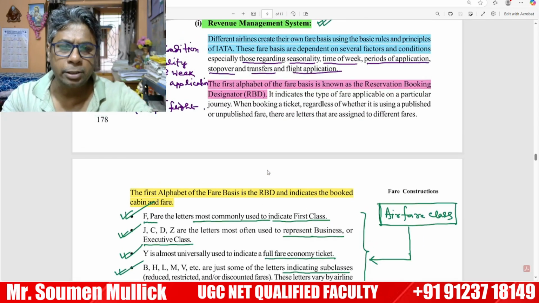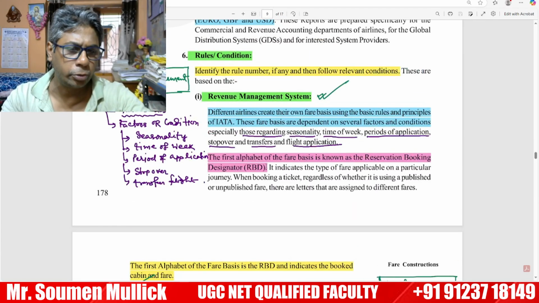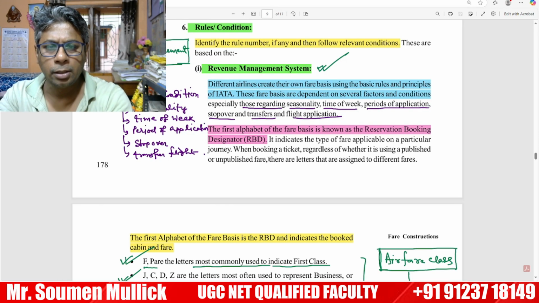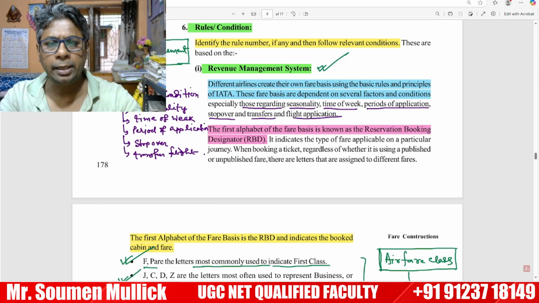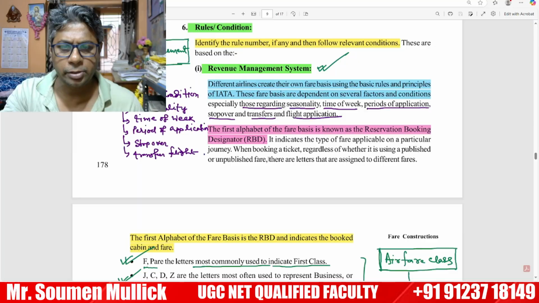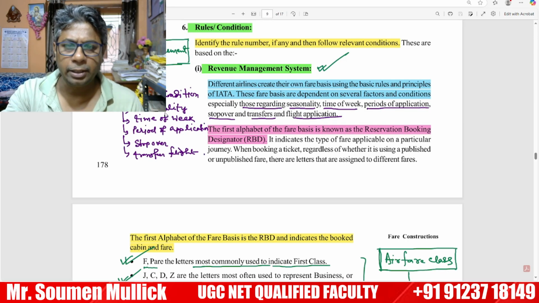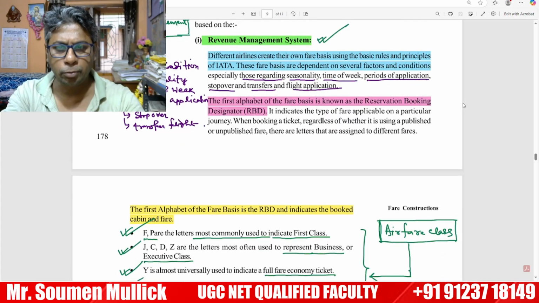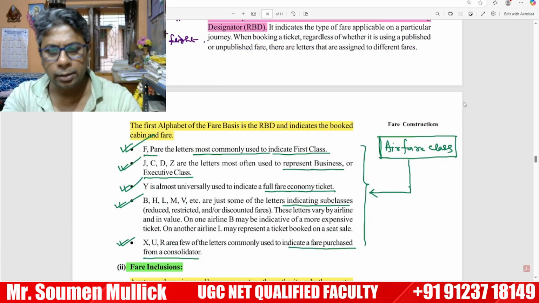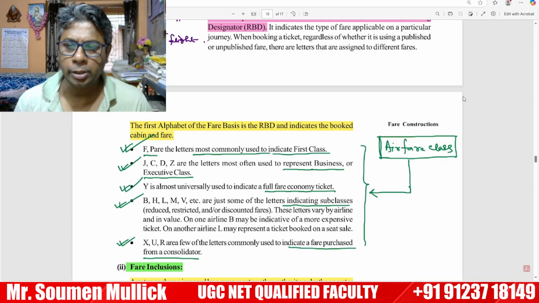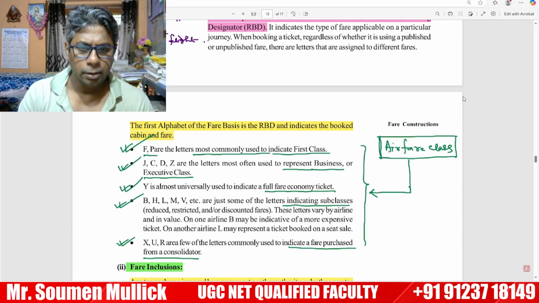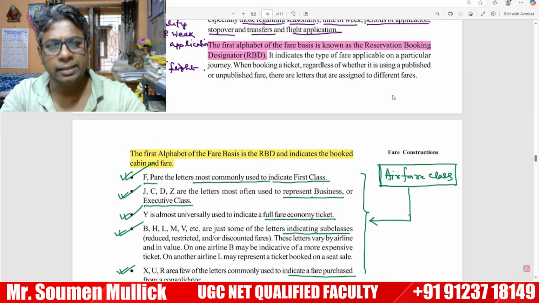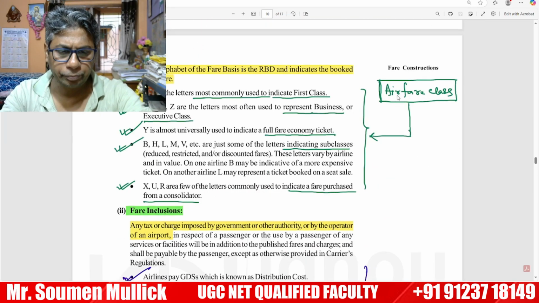And in revenue management, the revenue management করার সময় airfare number one fare basis airline করছে কি create their own fare basis based on the different conditions: seasonality, time, period of application, stopovers, transfer. And another important consideration is the airfare classes. According to airfare classes, they select their fare basis.